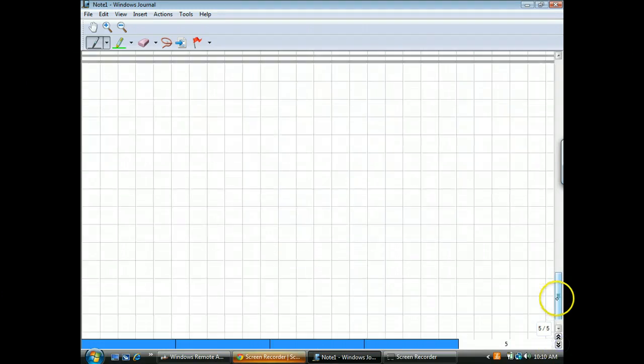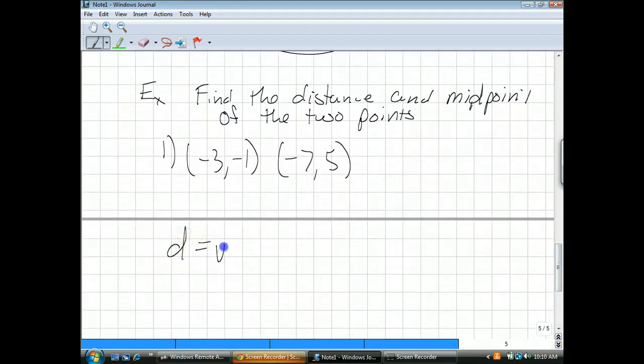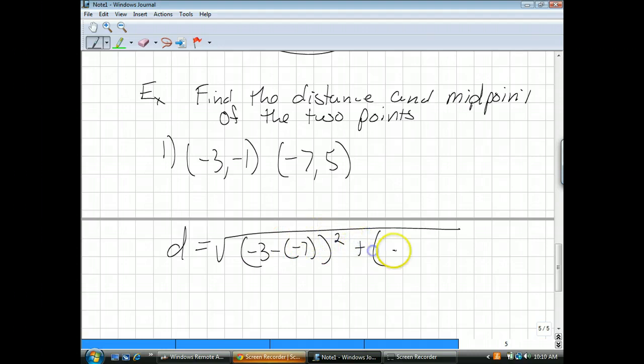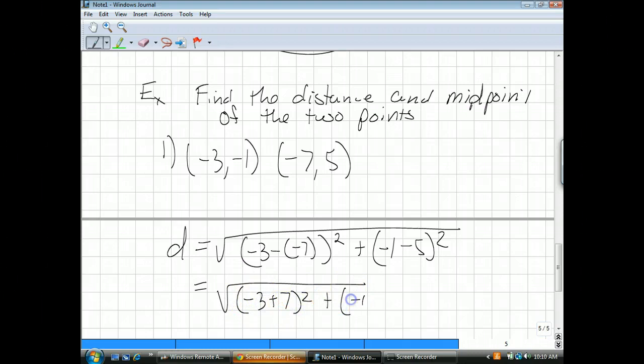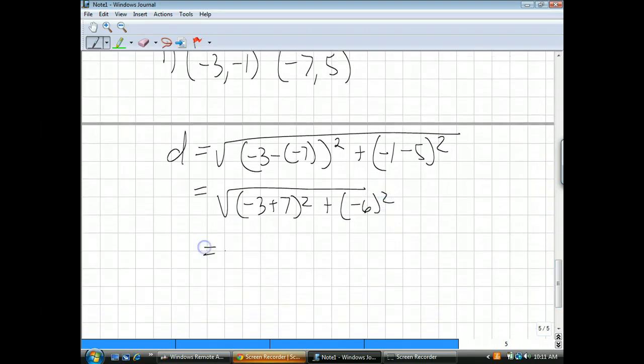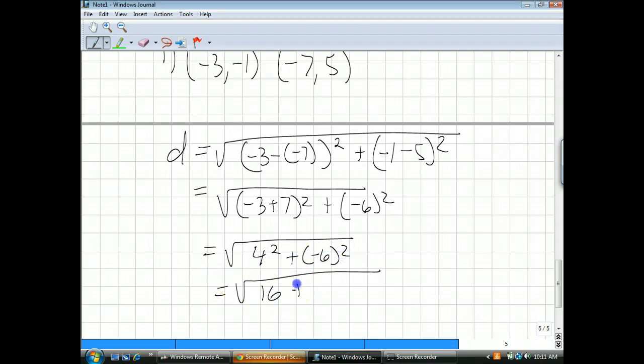Okay, so first of all, let's find the distance. So distance is equal to the square root of the difference in the x's, so -3 minus -7 squared, plus the difference in the y's. Then this is -3 plus 7 quantity squared plus -6 squared. So that gives us 4 squared plus -6 squared. So that's 16 plus 36. So again, we get square root of 52, which we know simplifies to 2 square root 13. So that is the distance between the 2 points.